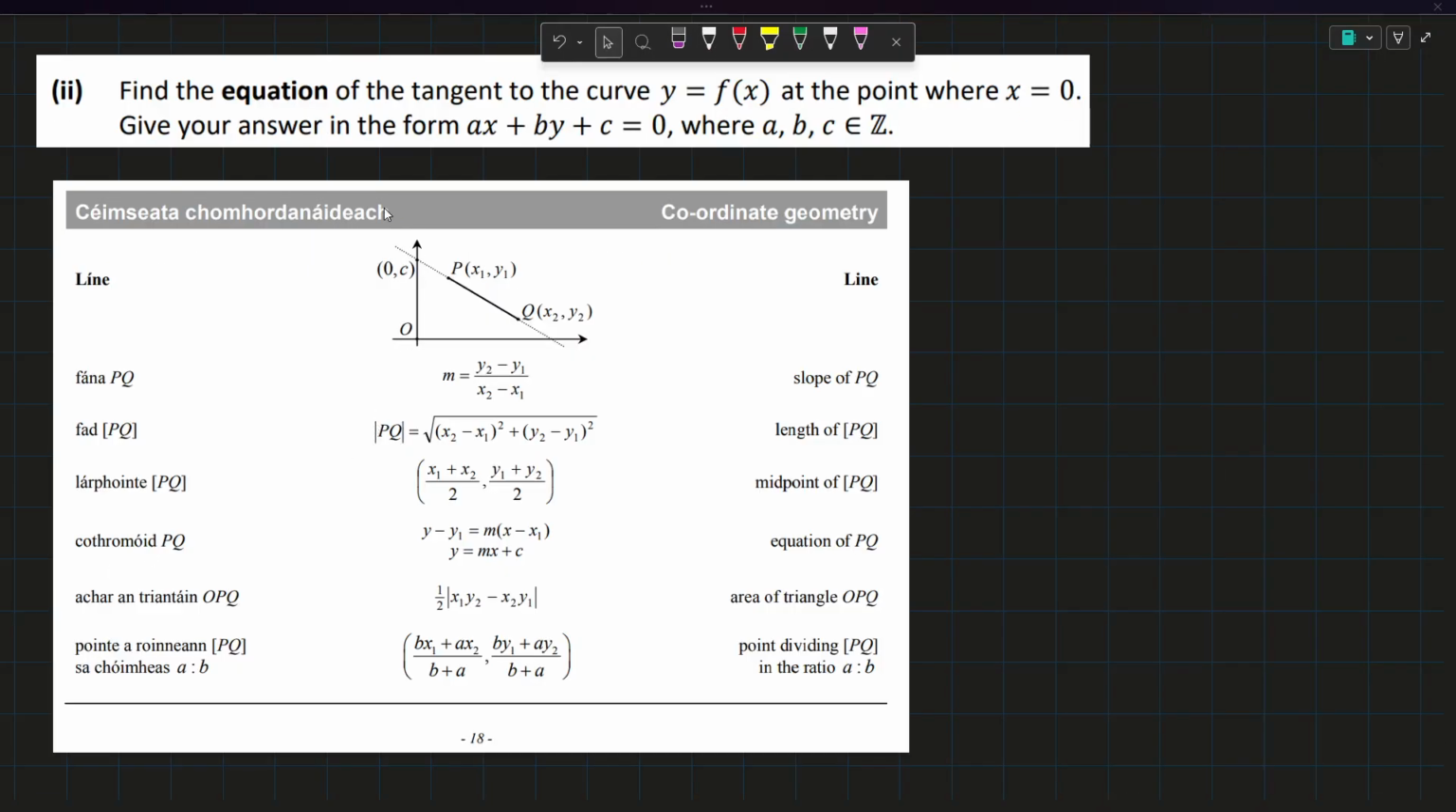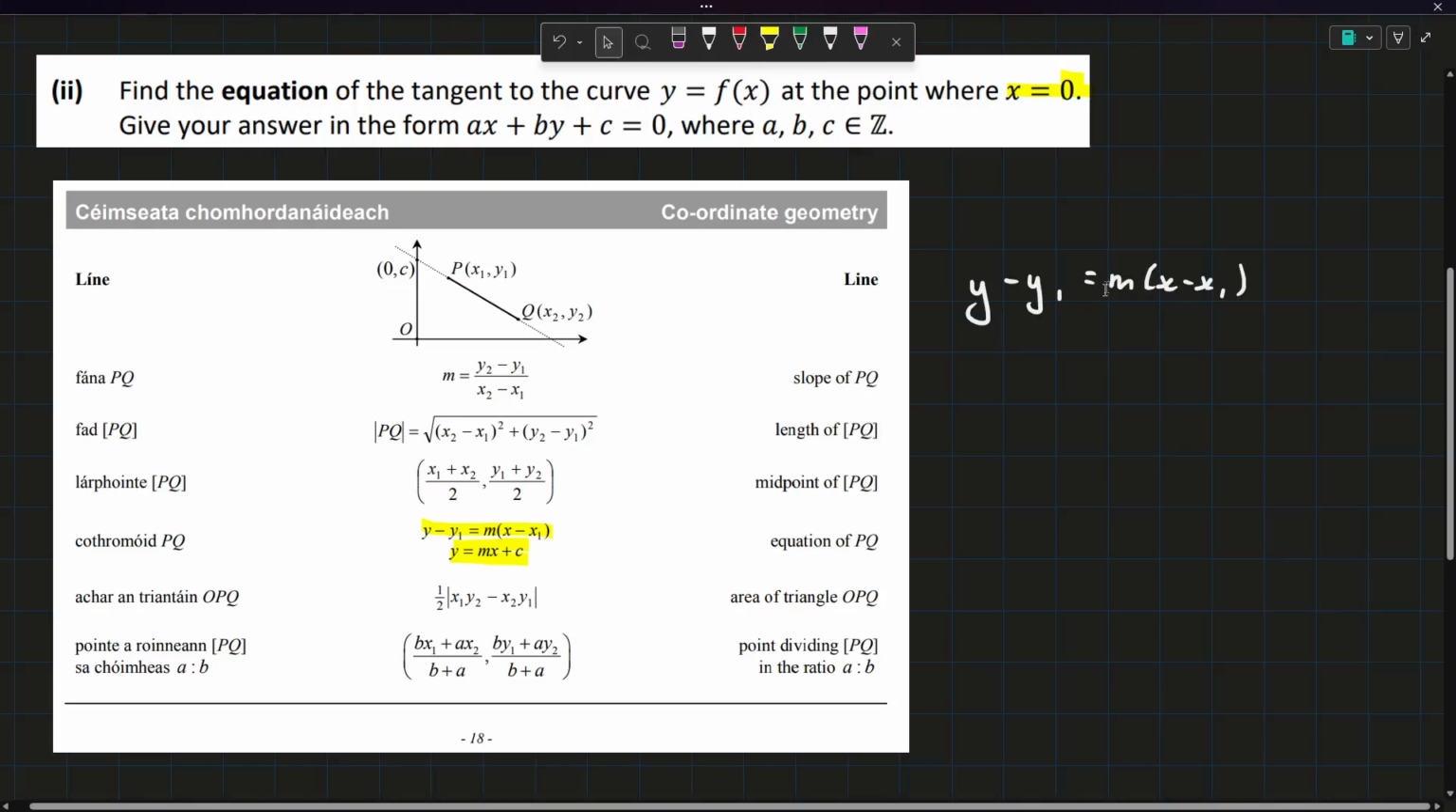For part 2 then, we're asked to find the equation of the tangent at the point where x equals 0, and we're told to give the line in a specific form. So the first thing we need to know is what is the equation of a line. So if you go to page 18 of the Formulae and Tables booklet, you can see that the equation of a line is given by either of these two things. You can actually use either. I'm going to use the top one because that's probably the one that you've encountered. So it's y minus y1 equals m times x minus x1.